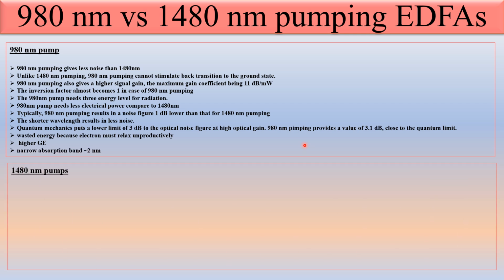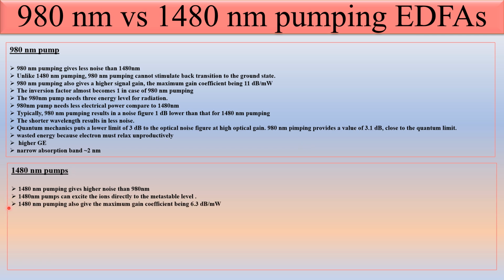When we use the 1480 nanometer pumps, 1480 nanometer pumping gives higher noise than 980 nanometer pumping. 1480 nanometer pumps can excite the ions directly into the metastable state. 1480 nanometer pumping also gives a maximum gain coefficient of 6.3 dB per milliwatt. The inversion factor of 1480 nanometer pumping, the best one gets, is 1.6. 1480 nanometer pumps need more electrical power compared to 980 nanometer pumps. So you can see it needs more power than 980 nanometer pumping.